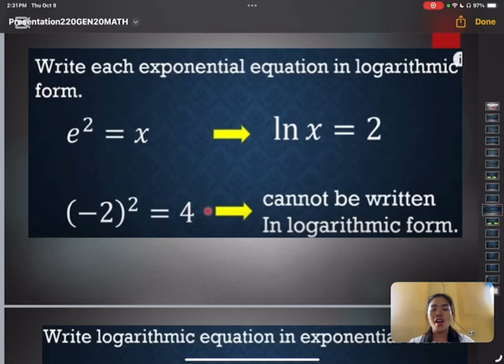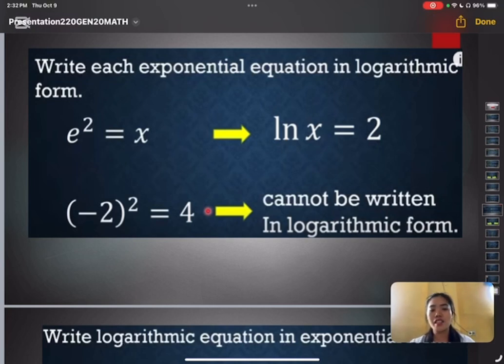So we have here e squared is equal to x. So again, e is the base of natural logarithm. So we have that specific value for e, which is an irrational number. So if we have e as the base, we will use the ln, or the natural logarithm. So since we have here e squared is equal to x, that will be expressed as ln x is equal to 2. You don't need to write the base e because that's understood. If you will use ln, there is e as the base.